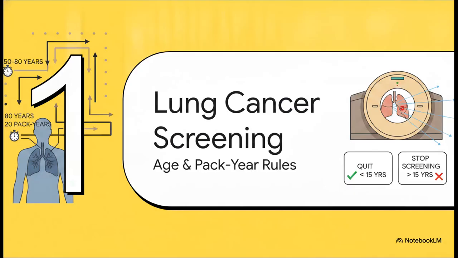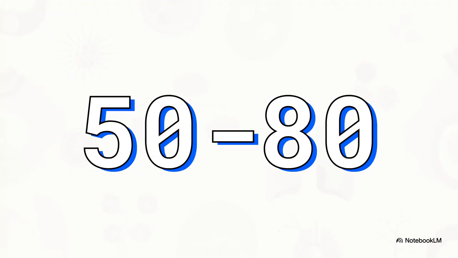Let's go. Section 1. Lung cancer screening. So who actually gets screened? You need a yearly low-dose CT for adults specifically between 50 and 80 years old. But age isn't the whole story. They absolutely must have at least a 20-pack-year smoking history to qualify.